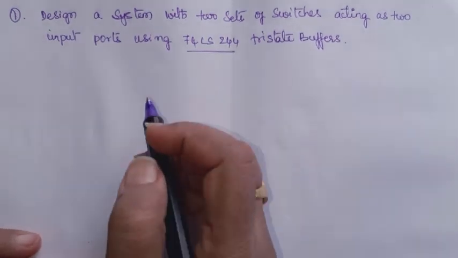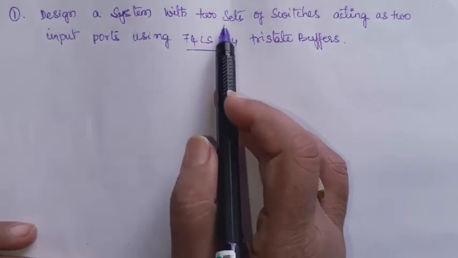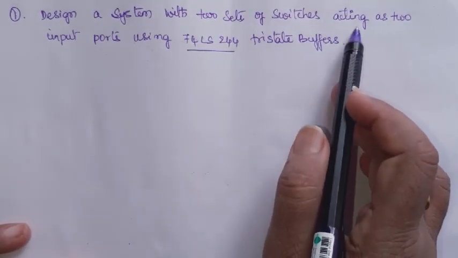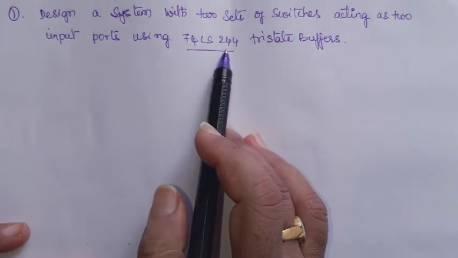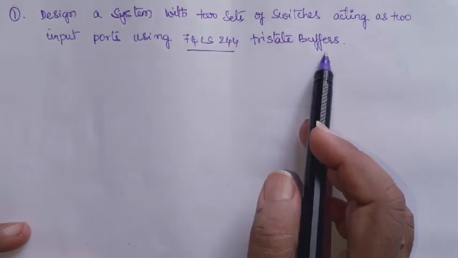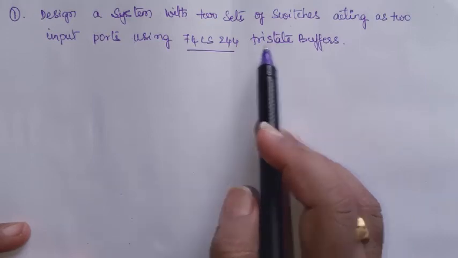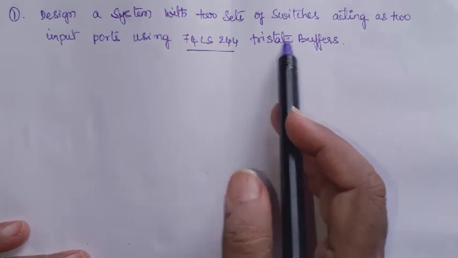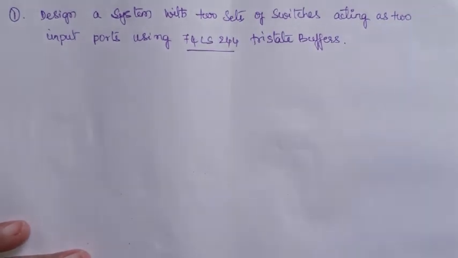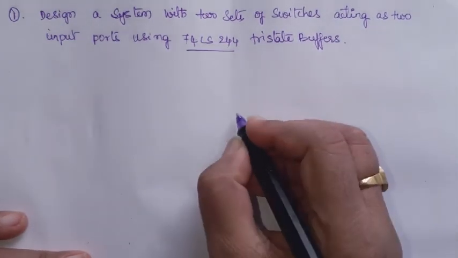Let's see another problem. It can be asked to design a system with two sets of switches acting as two input ports using 74LS244 tri-state buffers. To connect an input device to the processor, a tri-state buffer is required. It is given that 74LS244 tri-state buffers are to be used to connect the two sets of switches. A switch is an input.